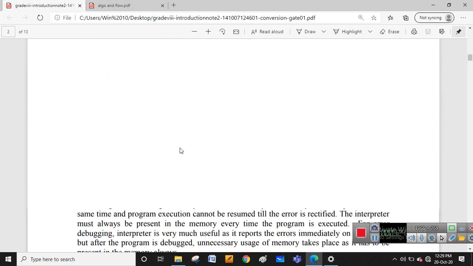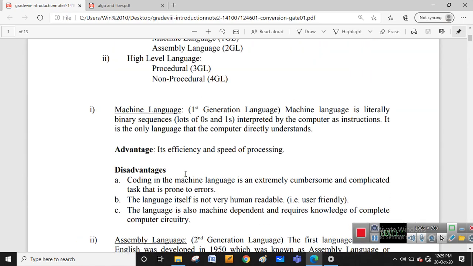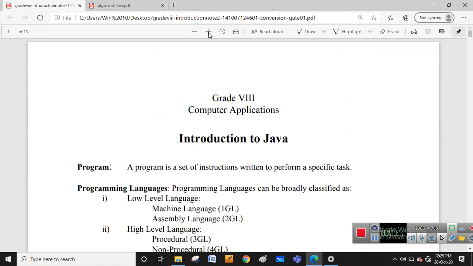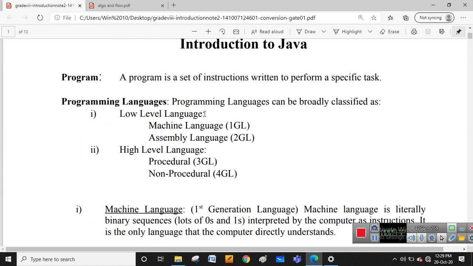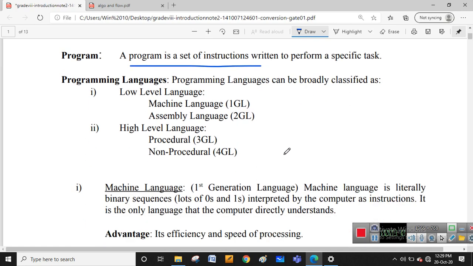For example, what is a program? A program means, you know, it's a set of instructions. A program is nothing but a set of instructions. It is called a set of instructions which we write to perform a specific task.